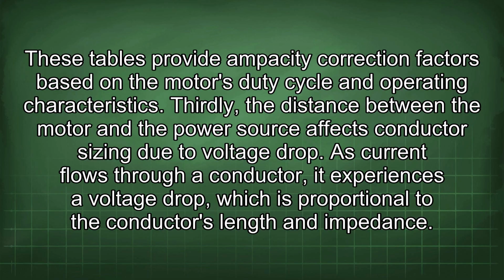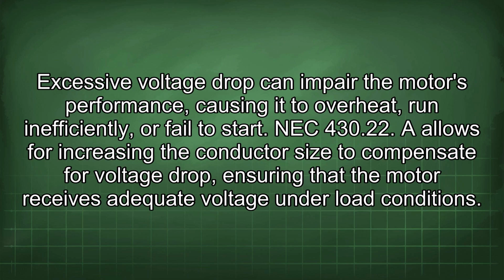Thirdly, the distance between the motor and the power source affects conductor sizing due to voltage drop. As current flows through a conductor, it experiences a voltage drop, which is proportional to the conductor's length and impedance. Excessive voltage drop can impair the motor's performance, causing it to overheat, run inefficiently, or fail to start. NEC 430.22 allows for increasing the conductor size to compensate for voltage drop, ensuring that the motor receives adequate voltage under load conditions.